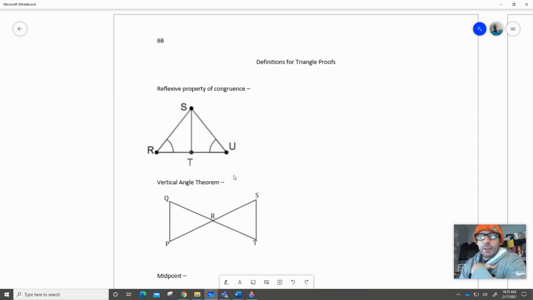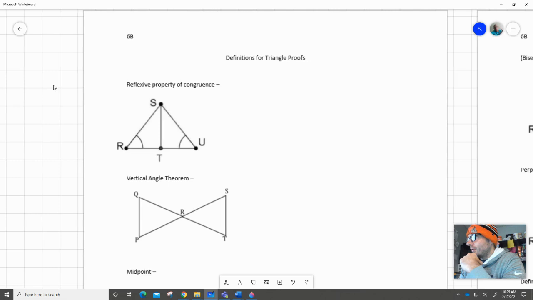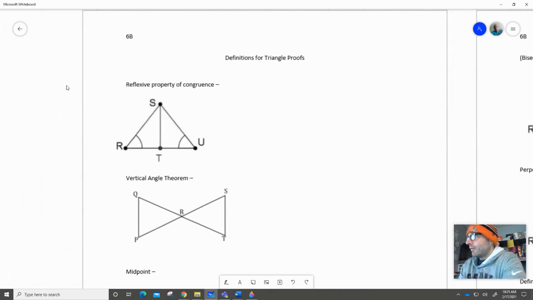The first video that we're making right now is just going to go over some definitions that are going to help us with proving triangles congruent. I wanted us to have a background on these and a little bit of a foundation to know what we're looking for here.